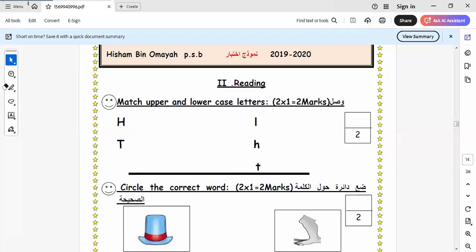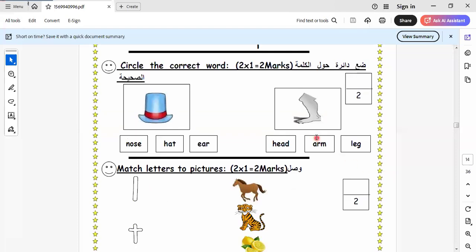Let's go to another question here. I would like to practice this question because we are at the end of the first term, preparing for the next term. So until your exam, I will give you exercises to practice what we learned.